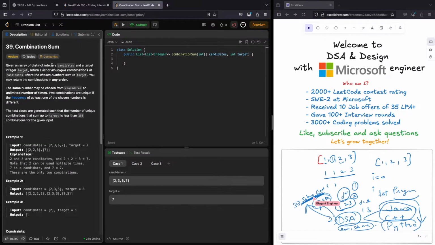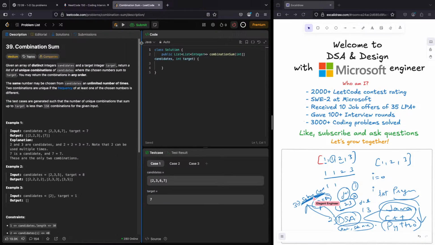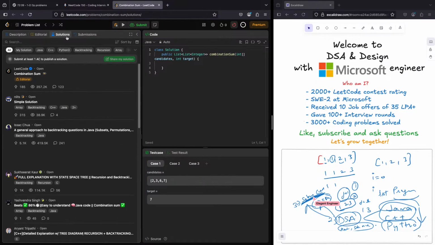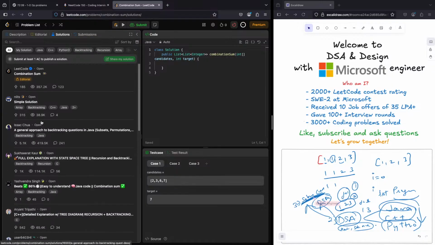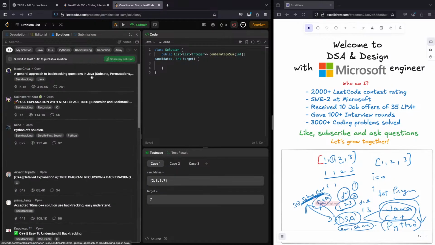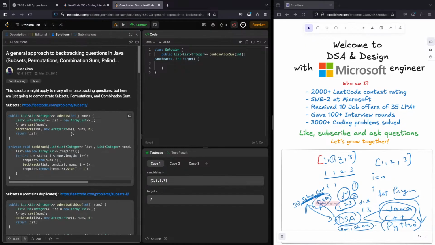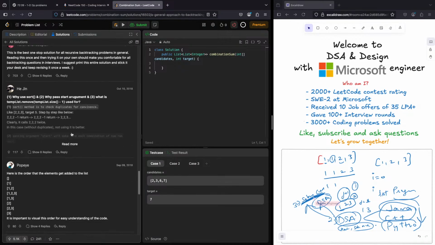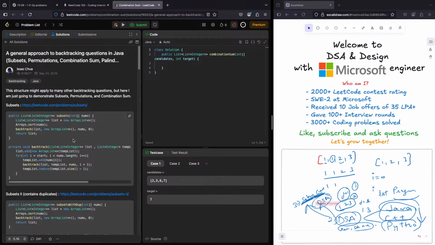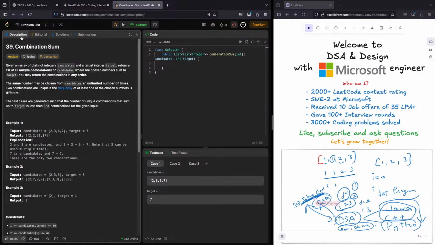This is now locked, but earlier it used to be free, but that's also okay. Go to the solutions section here and filter by top votes. These are minimal things. Then you see this general approach to backtracking questions. Walk through this, learn this, and watch a YouTube video if you're still not able to do it.